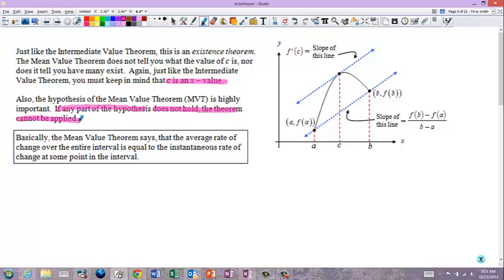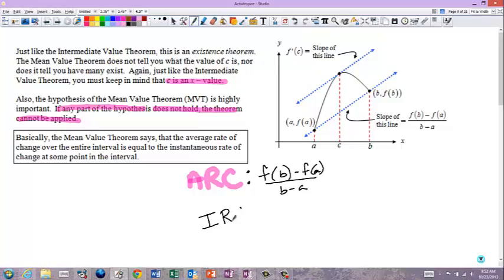Basically, the mean value theorem says that the average rate of change, f of b minus f of a over b minus a, equals the instantaneous rate of change, f prime of c, at some point in the interval.